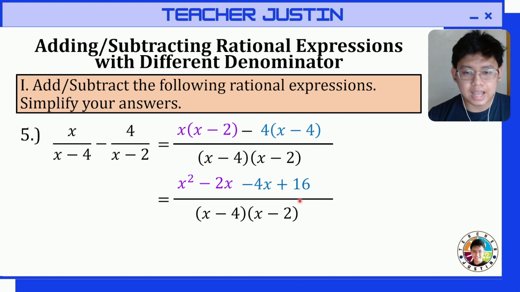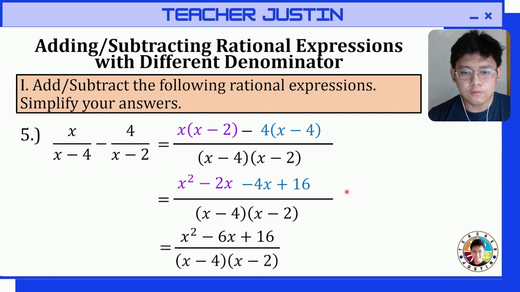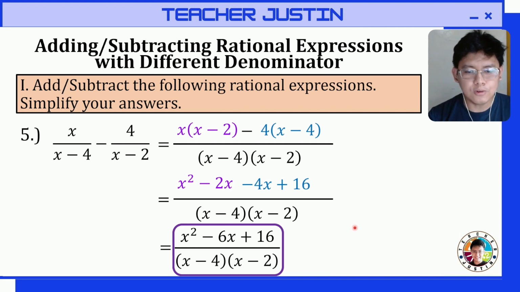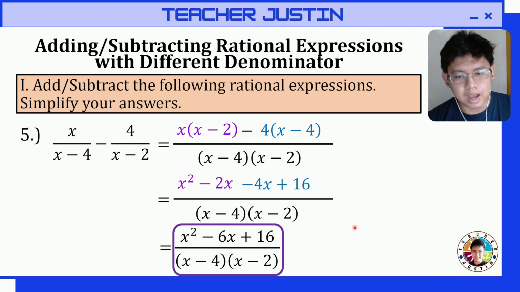Now, let's combine like terms. Pwede natin i-combine si negative 2x and negative 4x. That will give us x squared minus 6x plus 16 all over x minus 4, x minus 2. Now, since we cannot simplify this anymore, this will be our final answer. X squared minus 6x plus 16 all over the quantity x minus 4 times the quantity x minus 2. And that's it! Ta-da! Alright.